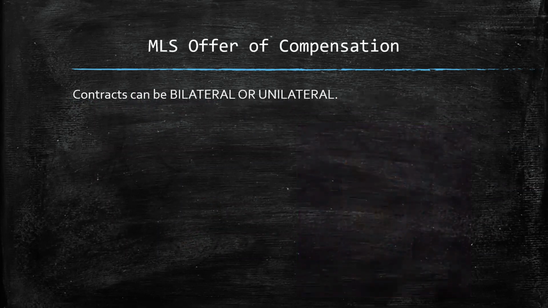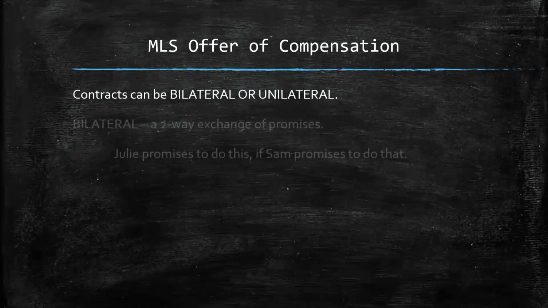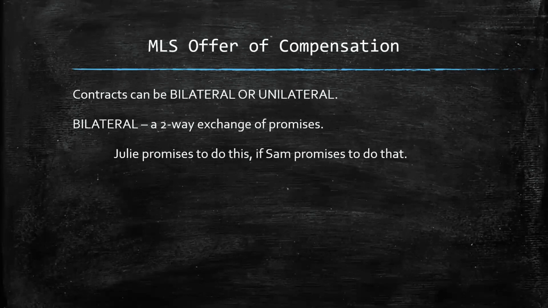Okay. Contracts can be bilateral or they can be unilateral. Those are the two categories of contracts. A bilateral contract is a two-way exchange of promises. Julie promises to do this if Sam promises to do that. Julie promises to give Sam a pack of gum if Sam will give her $1. That is a two-way exchange of promises that the parties then go on to fulfill. That is a bilateral contract.